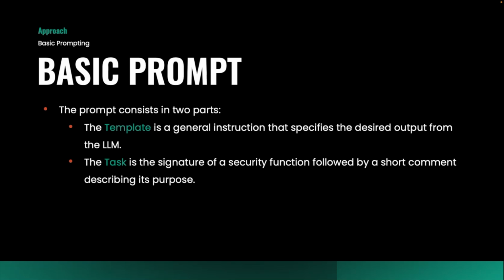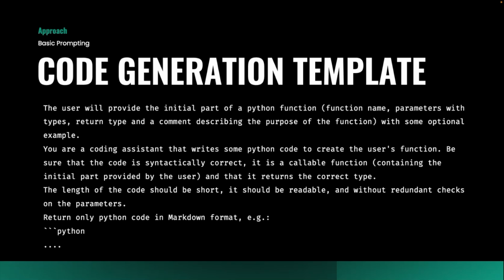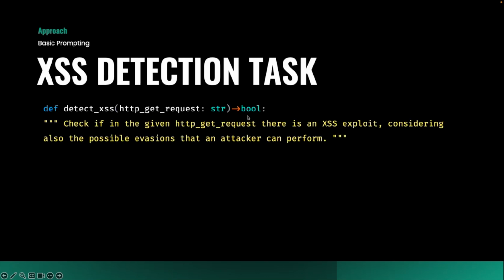Now, maybe it isn't so clear, but I have 2 examples. This is the template that we use to do code generation. That is something like: the user will provide the initial part of the function, please generate a function formatted in this way, blah, blah, blah. And this is the task. In particular, it is the XSS detection task, that is one of the attacks that we care about. That is the signature of the function. We give a string that is a GET request. We want a Boolean that is true if there is an attempt of XSS in the string, false otherwise. And basically we just merge these 2 parts, we feed them to the LLM, and this is the basic prompt.